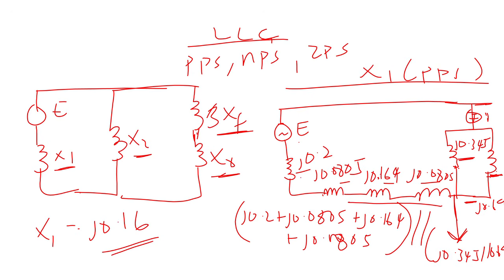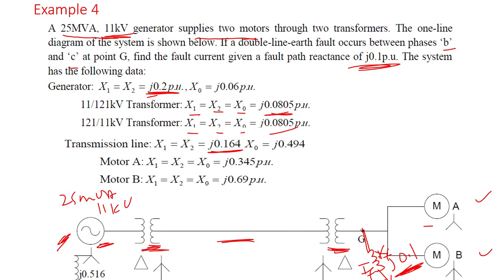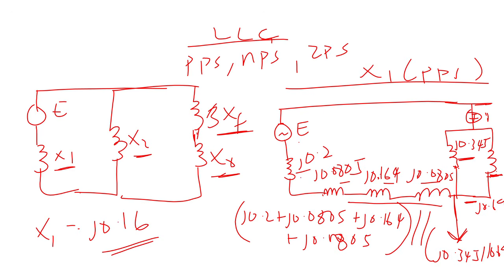Now let's look at how we find X2. The same approach. Mainly you just have to make sure that you are picking the values. The X2 value for the generator, the X2 value for the transformer, the X2 value for this, and the X2 value for this, and that of the two motors, all of them happen to be the same as the PPS value. So you still need to draw the diagram, right?